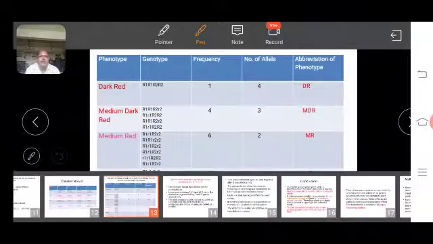So if we summarize the whole checkerboard in the following manner, we get dark seed having all 4 dominant genes, its frequency is only 1, and the number of dominant alleles is 4, and it is designated as dark red. Then medium dark red: we get 4 different heterozygous plants which have 3 dominant genes, and these are the medium dark red color. Then medium red color: these are the 6 individuals which are again heterozygous, and the dominant genes are 2.